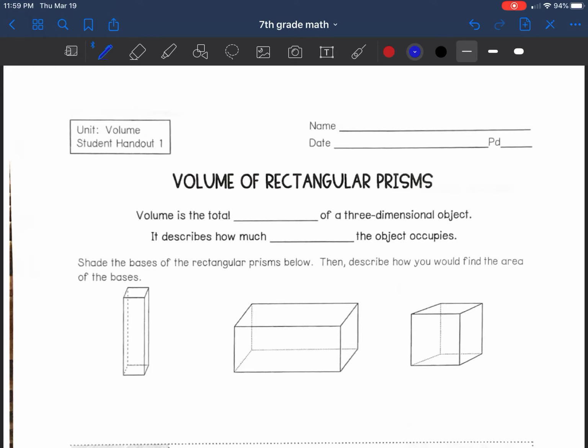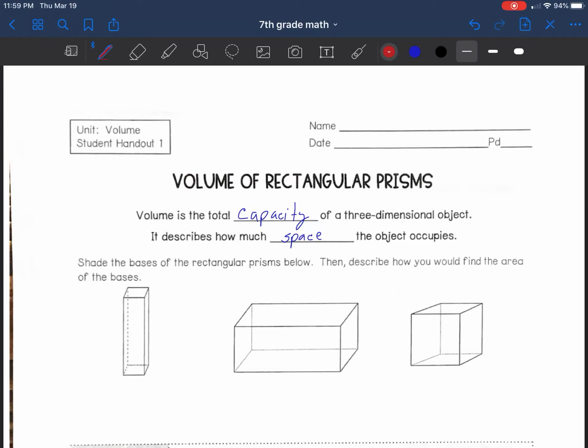Volume is the total capacity of a three-dimensional object. It describes how much space the object occupies. Shade the bases of the rectangular prism below. Then describe how you would find the area of the bases.